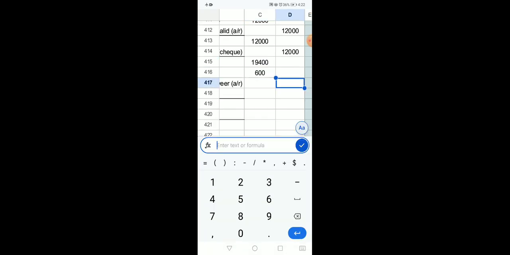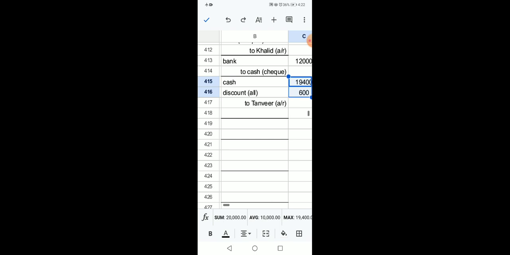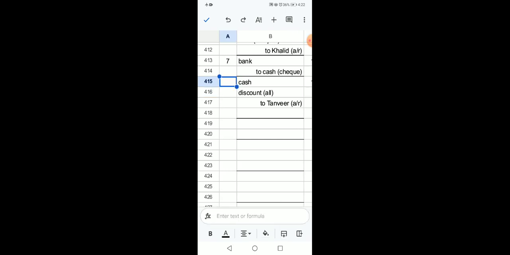But here a simple accounting principle will be used, and we know that the debit side and credit side are always equal. On the debit side there are two amounts. What you will do is sum up these amounts and write the answer of that sum on the credit side, with which both sides will be equal. So on the debit side we have 19,400 and 600, you sum them up, and now you can see that the debit and credit sides are equal. The entry has been completed, date was 8. This way we have completed entry number 8.